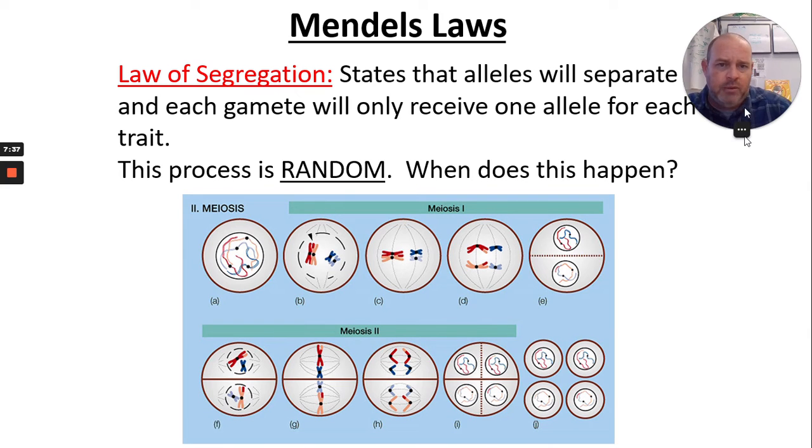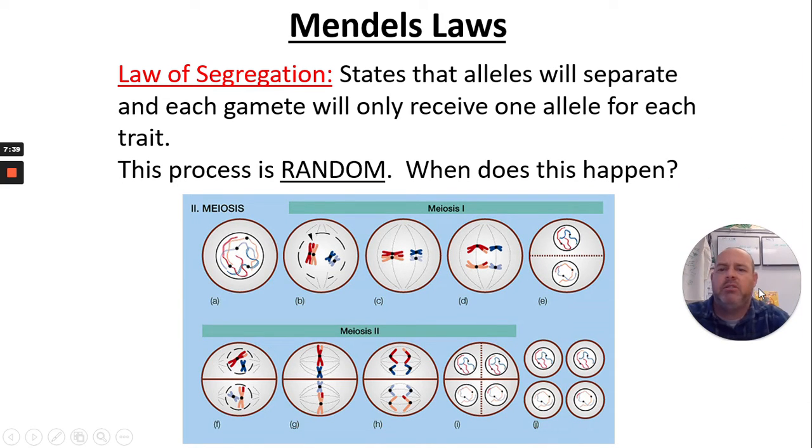So then we get into a couple of laws here. Mendel's law of segregation states that alleles will separate, and each gamete will only receive one allele for each trait. Okay, this process is random, and when does this happen? This process is random, but remember, they do separate, and it just kind of has to do with how they line up. Remember how we used to do this, right? And that would be at metaphase in meiosis, right? Especially in meiosis 1. And so that happens, and that's going to guarantee that each gamete is going to get one of each allele as long as there aren't any super big issues with mutations and things.